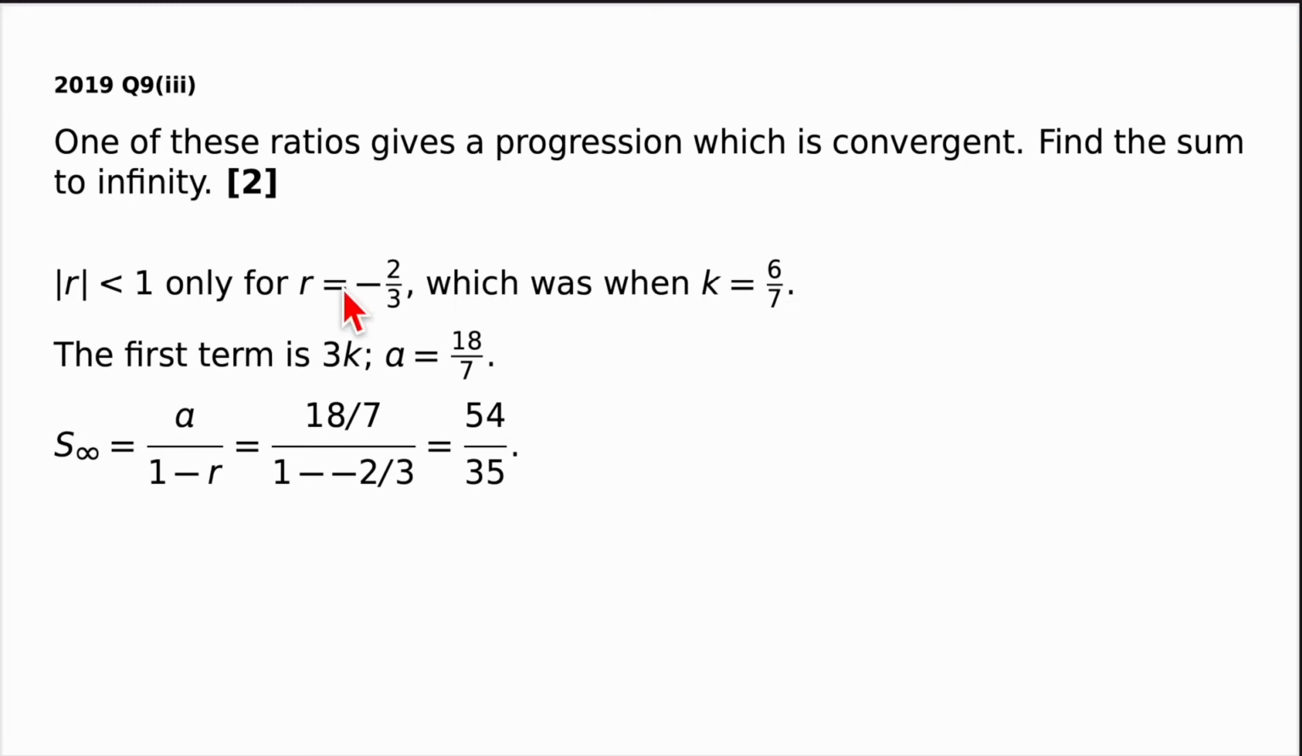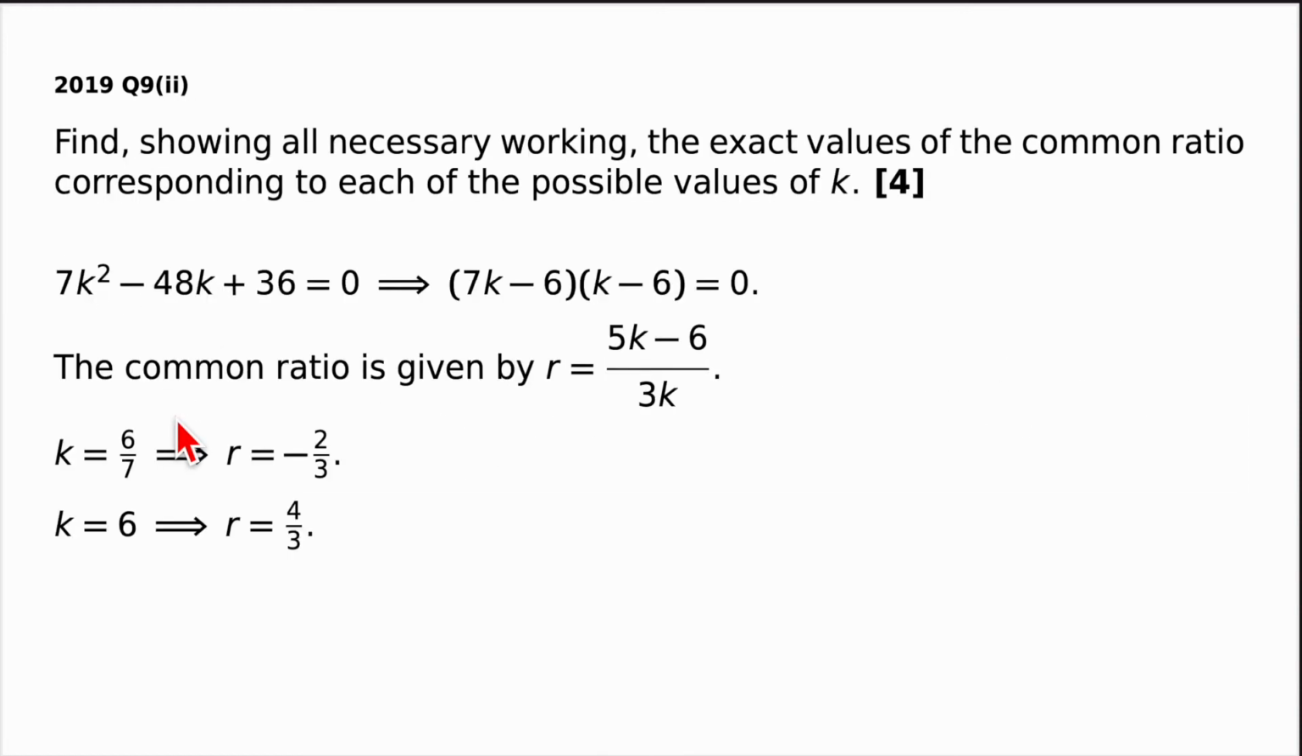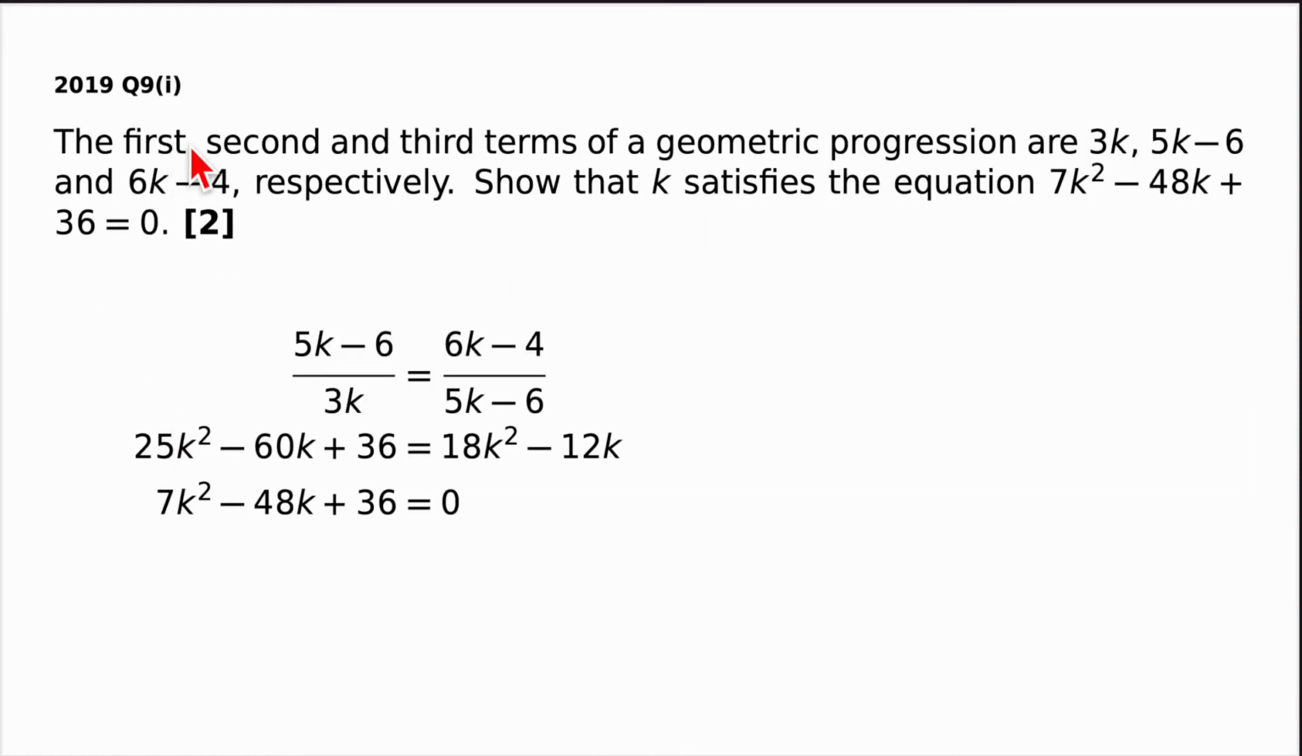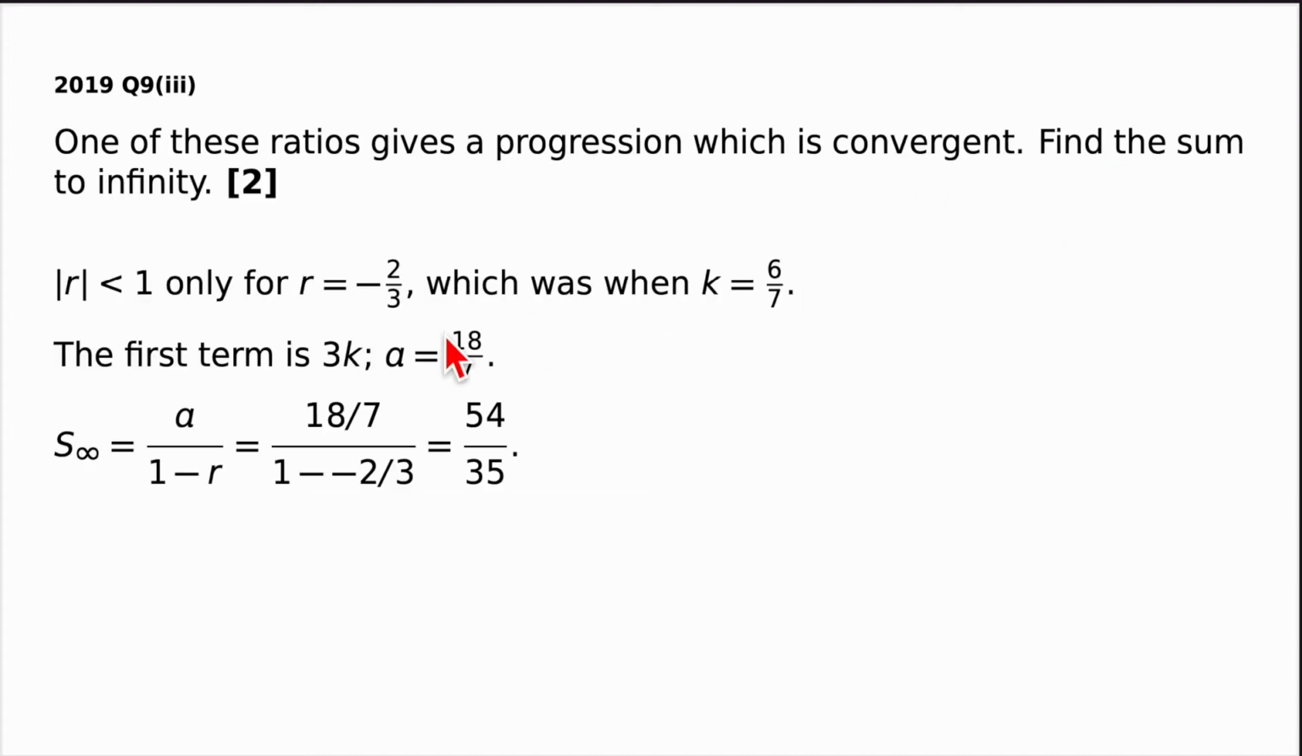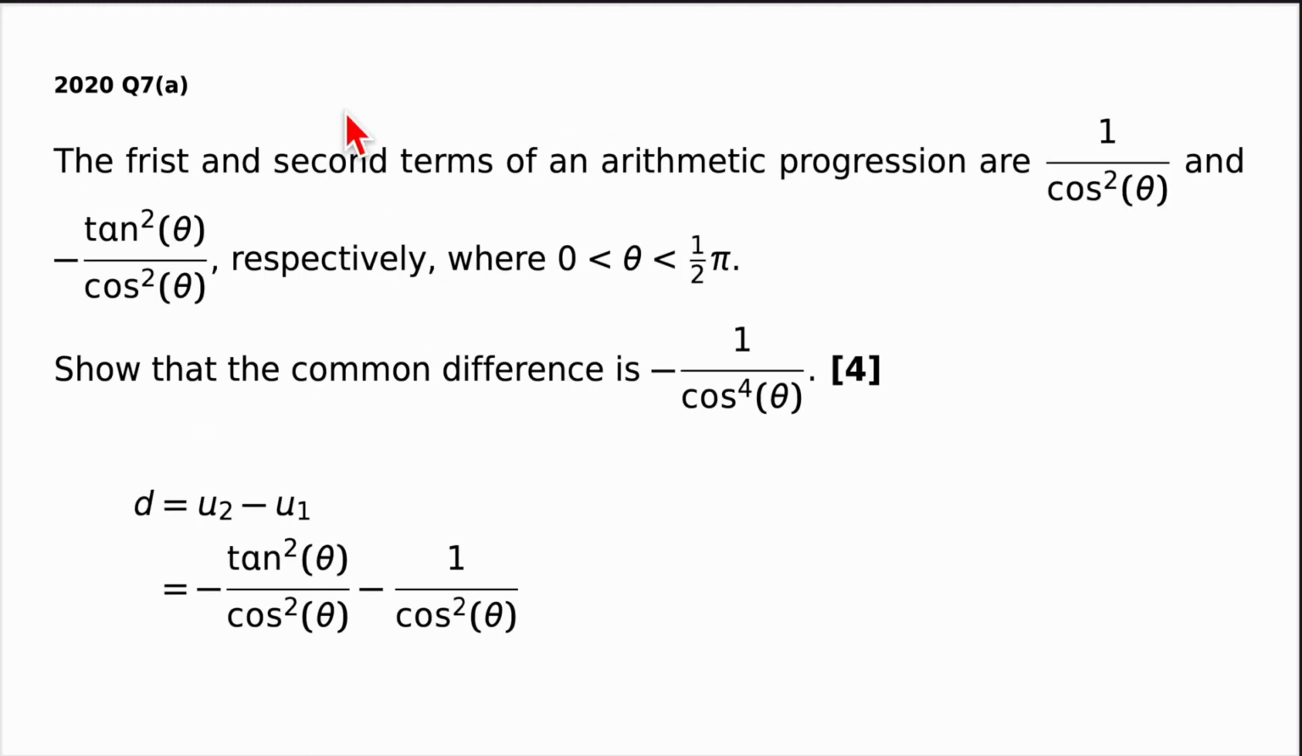So we have r, but we need to know what the first term is to use this formula. We need to know what a is. Well, going back all the way to the beginning of the question, the first term was given by 3k. So 3k, when k is equal to 6 over 7, is 18 over 7. So a must be equal to 18 over 7, r is equal to negative 2/3, and if you plug this and this into the formula which is given to you and work it out, you get a final answer which is 54 over 35.